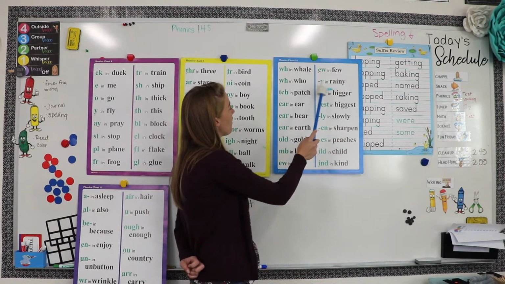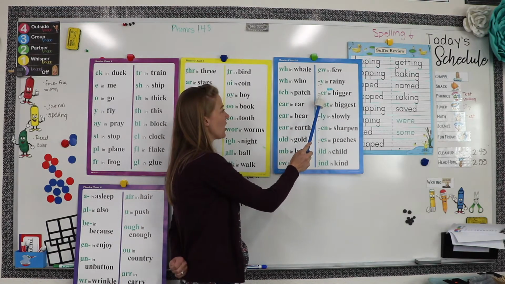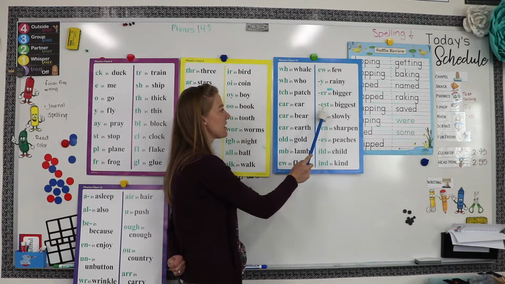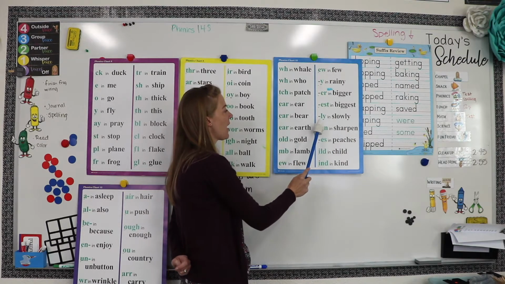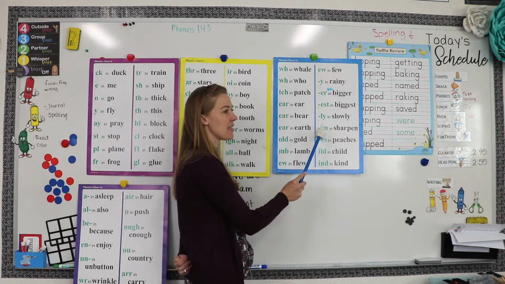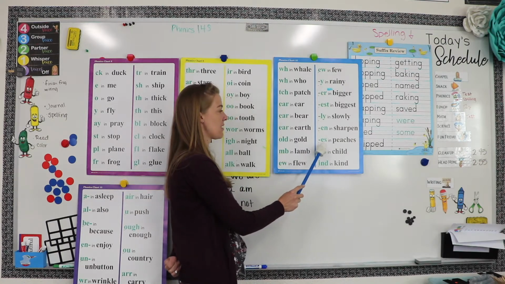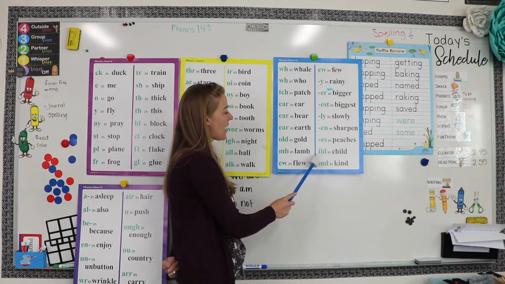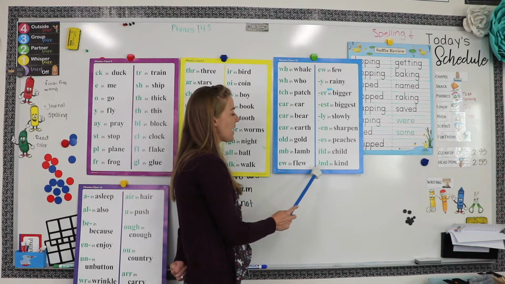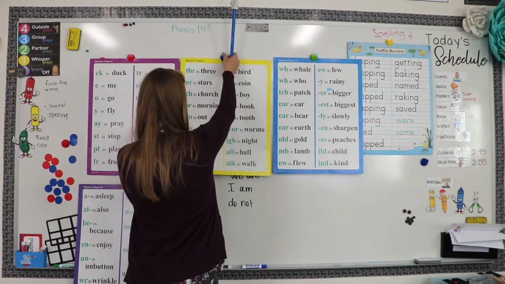E in rainy, Y says E. In bigger, ER says er. Est in biggest, EST says est. Lee in slowly, LY says lee. N in sharpen, EN says n. In peaches, ES says es. Eyeld in child, ILD says eyeld. Eyend in kind, IND says eyend. Good. All right, we have one more.